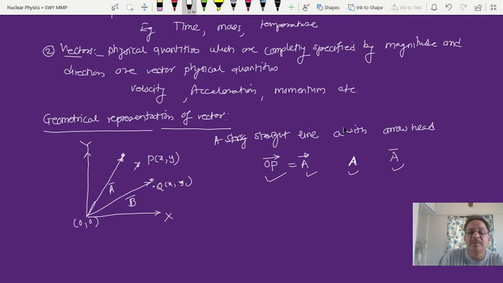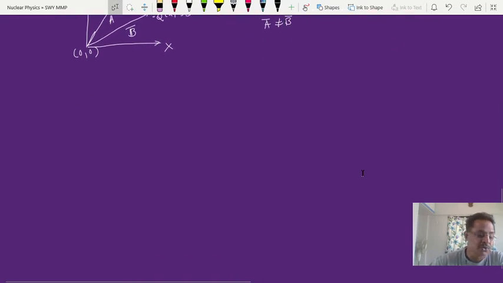So A and B are different vectors, they are not the same. The vectors A bar and B bar, representing points P and Q, are different vectors. Their magnitudes may be the same, but their directions are not the same. That is what we have to understand about this concept. We have used this concept very many times. Now, further classification or types of vectors.